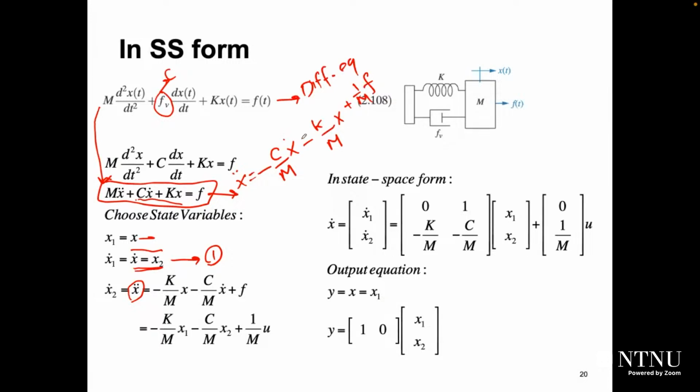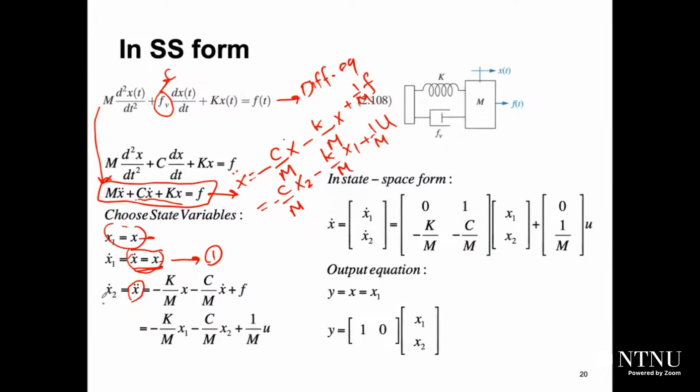So in this equation, what is x dot? From this equation here, x dot is x2. So this one will be minus c divided by m multiplied by x2 minus k divided by m multiplied by x. What is x? From this equation, x is x1 plus 1 divided by m multiplied by f, which is the input. I will call it u.